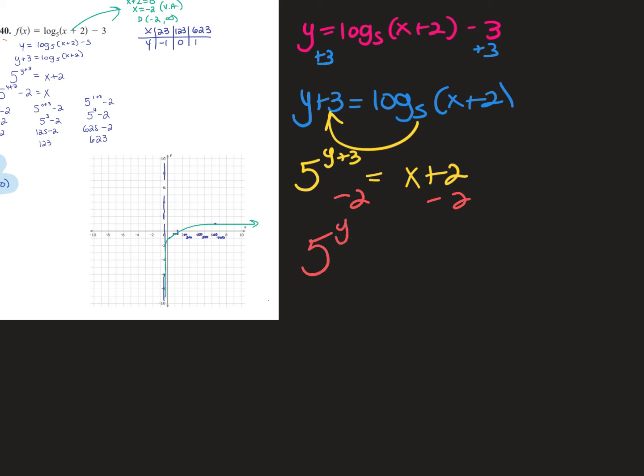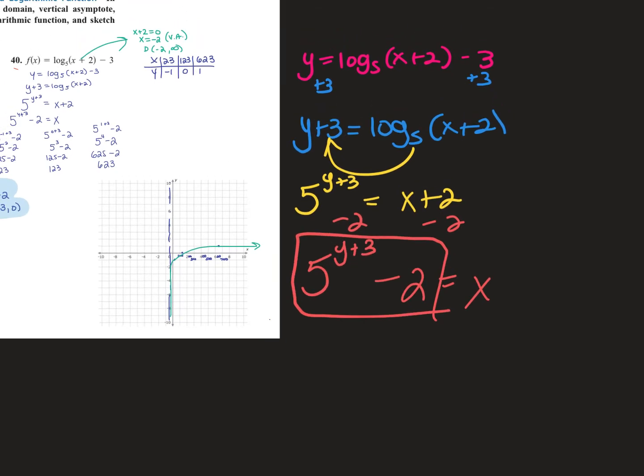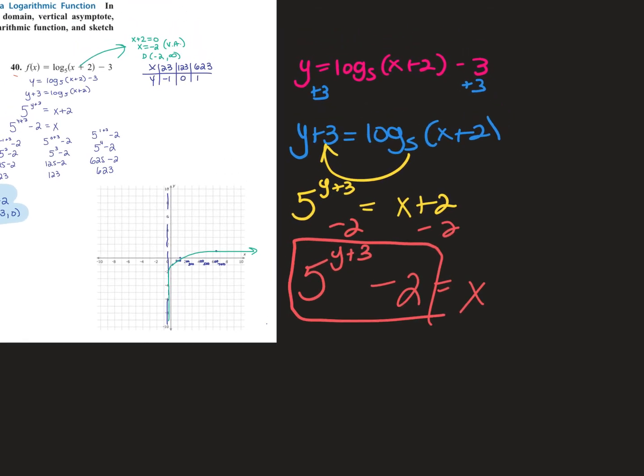So when you enter your values for y, you're going to plug it in here. That T-chart ended up being like 23 and -1, 123 and 0, and 623 and 1. So I just changed the scale on the graph that was there.